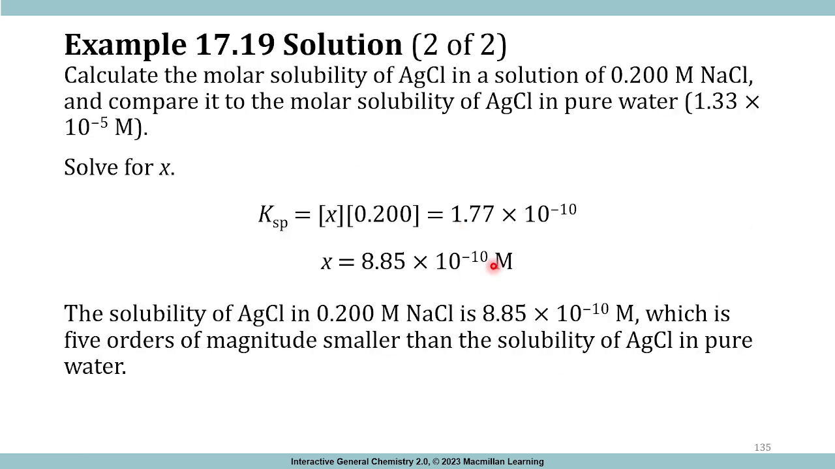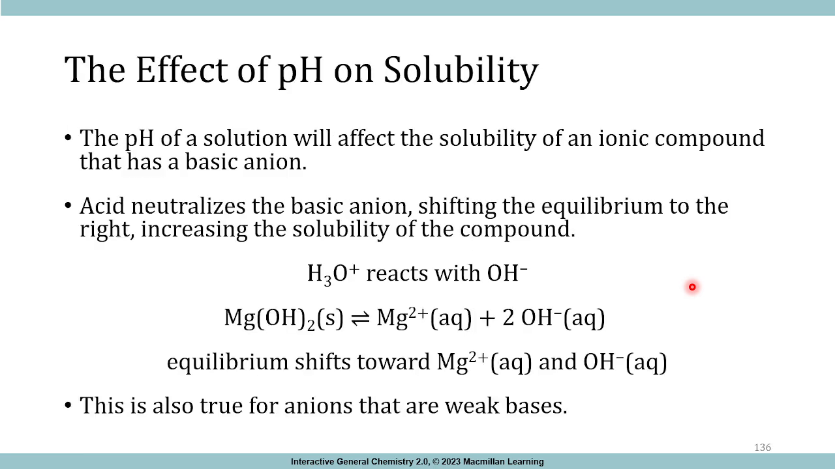Okay, so I have x here. That's my molar solubility at that equilibrium. And so what we notice here is that that's actually a lot less than this number here, isn't it? We've actually reduced the solubility by 5 orders of magnitude, haven't we? Big difference. Common ion effect, very effective. So the effect of pH on solubility.